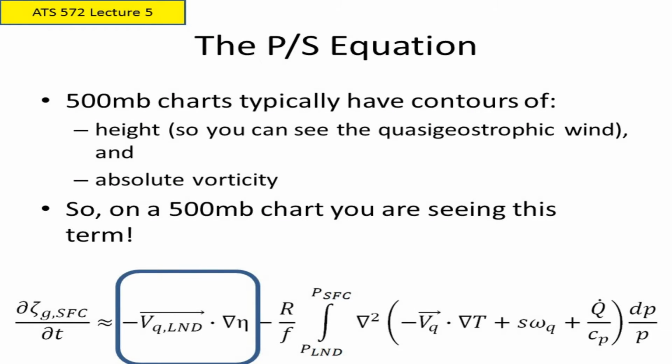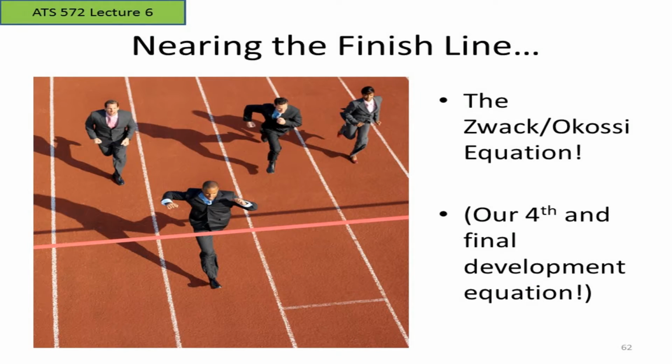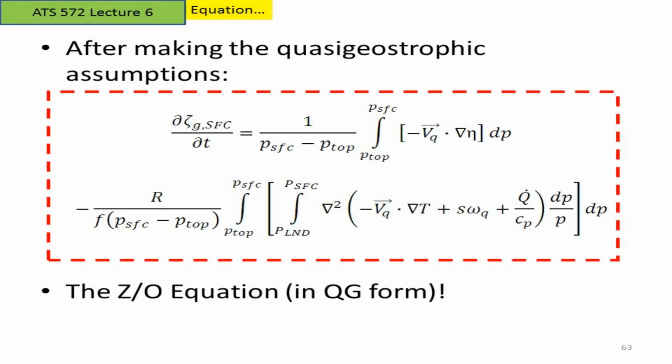Now, one other set of researchers would slightly disagree with that. This was the so-called Zwack-Okossi equation. And we spent a bunch of slides making the derivation. Again, I'm not going to expect you to do the derivation. I'm not expecting you to memorize the equation or whatever. But we have to work with this Zwack-Okossi equation. This happens to be the quasi-geostrophic form of it.